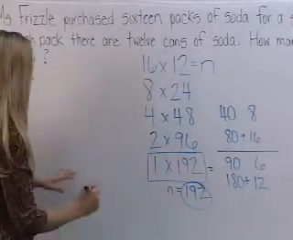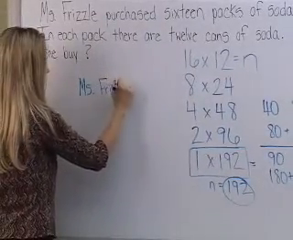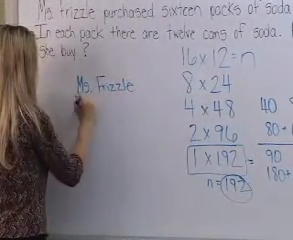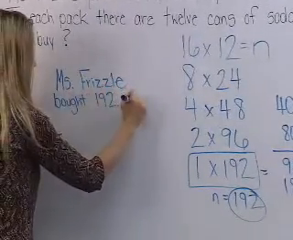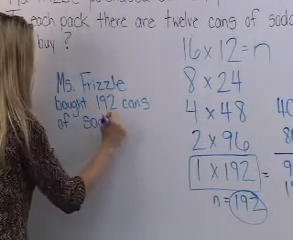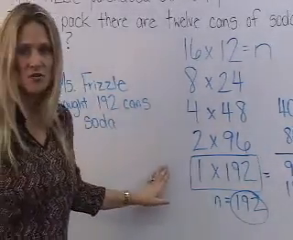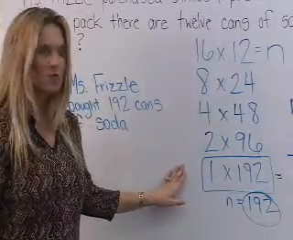We would need to write our answer in a complete sentence. Miss Frizzle bought 192 cans of soda. As students start exploring with this particular strategy known as doubling and halving, we always try to teach them conceptually why this works.